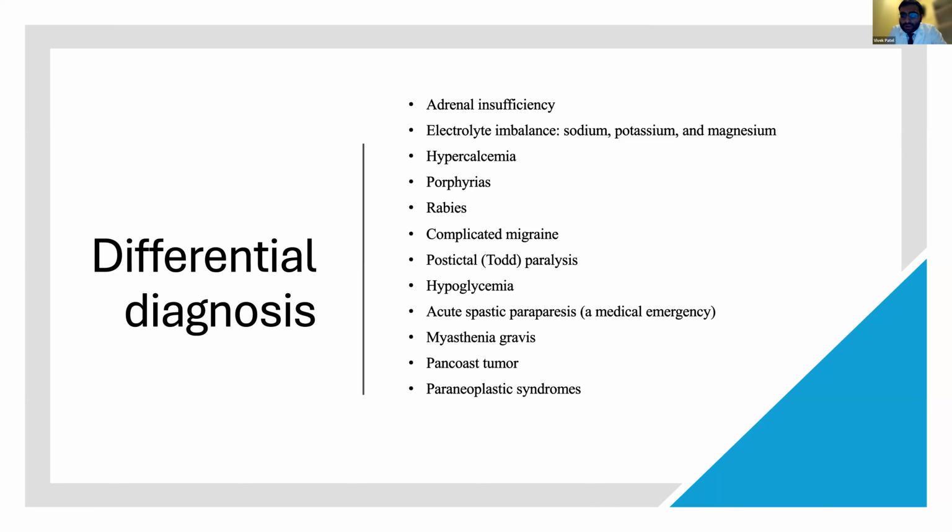So now let's talk about differential diagnosis. Muscle weakness can be seen in a lot of other conditions, such as adrenal insufficiency, electrolyte imbalance such as sodium, potassium, magnesium, increased calcium level, problems with heme metabolism, some infectious diseases like rabies, or hemiplegic migraine towards paralysis, decreased glucose level, acute spastic paraparesis, myasthenia gravis, Pancoast tumor, and paraneoplastic syndromes.